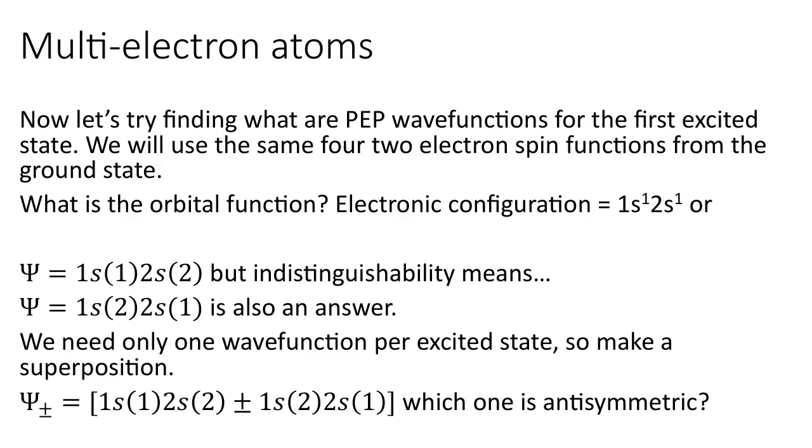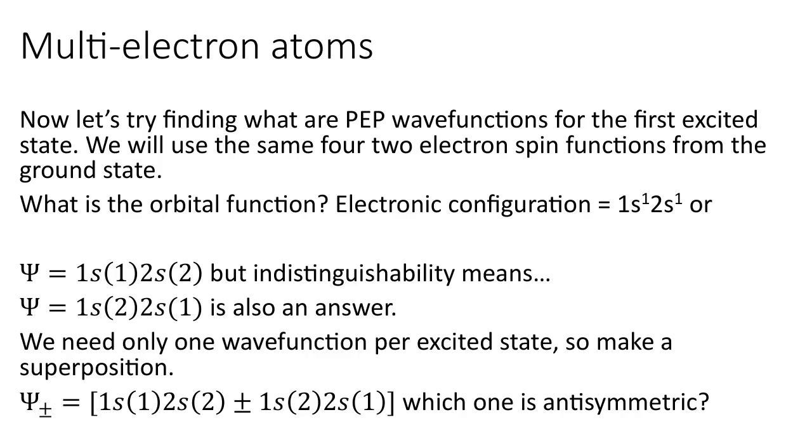If you didn't watch that one, then you're kind of behind. And we're going to use those. Then let's look at the orbital function. The electronic configuration of the first excited state would be one electron in the 1s orbital. Then the next highest orbital is 2s, correct? So it would be 1s1, 2s1.